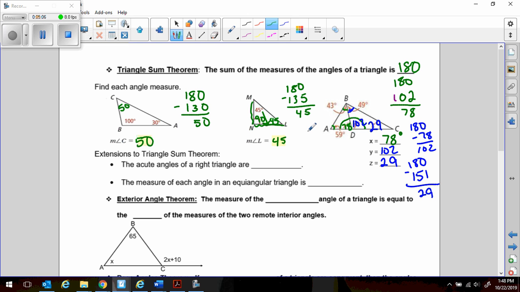Extension to this triangle sum theorem, the acute angles of a right triangle are complementary.